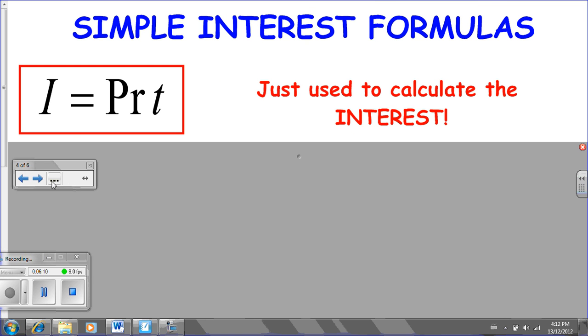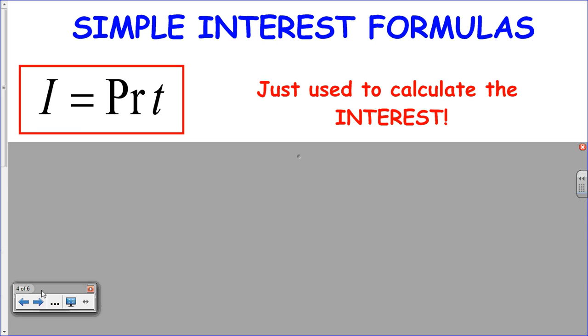Okay, so here are the formulas that you'll be using for simple interest questions. And it will say every time in the question, it'll say the words simple interest. So maybe underline them in the question and then know that these are your formulas.